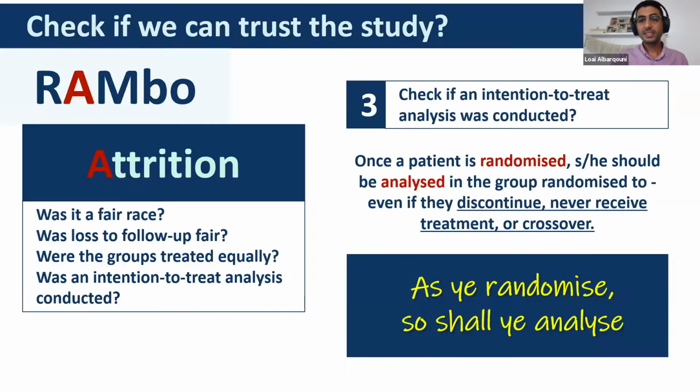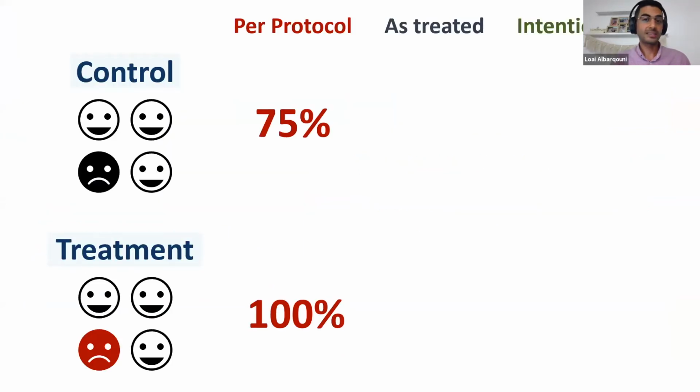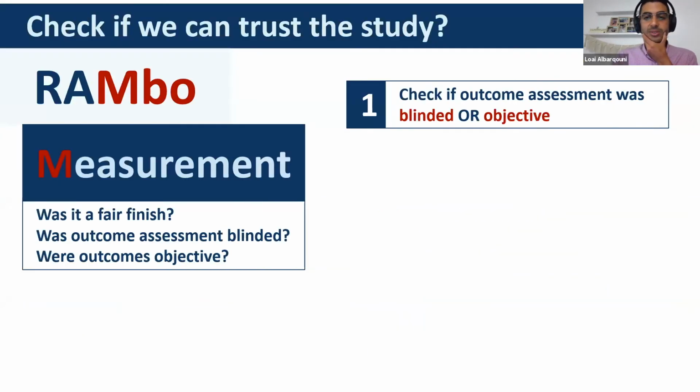And finally, the intention to treat analysis. If you look at table one, you can see if they have done that or not, or you can calculate it by yourself. Even if they haven't done that, you can calculate the intention to treat analysis. And that's about the attrition.